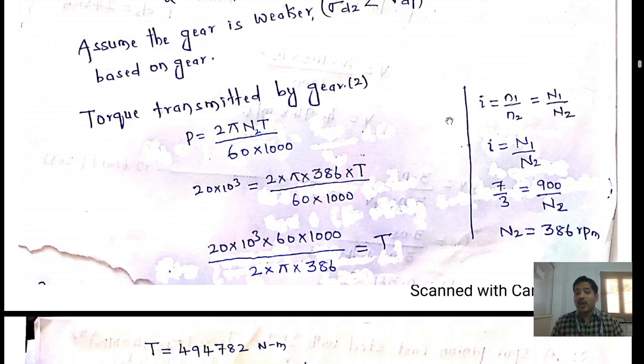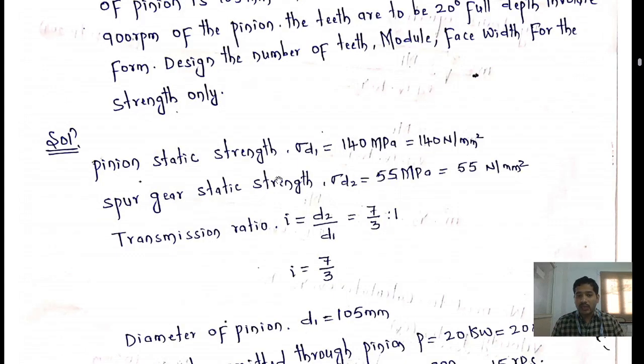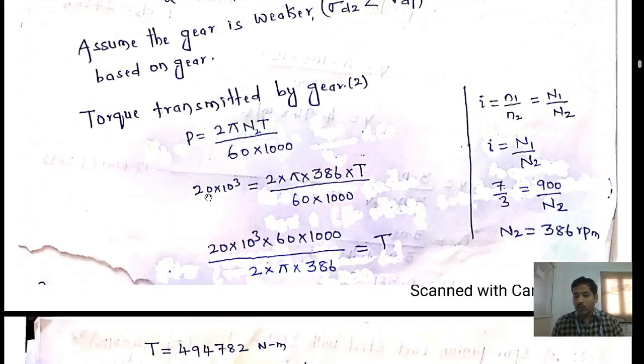For that we have to use the formula of power, P is equal to 2 pi n T by 60 into 1000. Is it right? So how much power is given here? The power is given as 20 kilowatt, 20 into 10 power of 3. 2 as it is, pi is 3.142, and the speed we have to find.